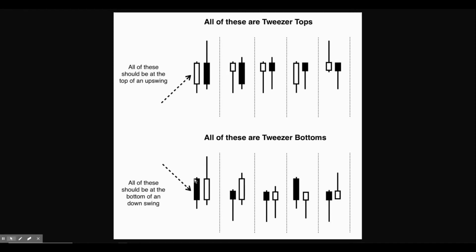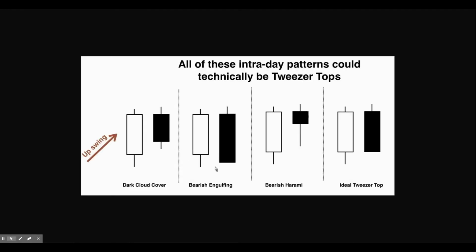So what makes a good tweezers, though? Because some of these are better than others. So there's different types of tweezers. There's the dark cloud cover, there's bearish engulfing, bearish harami, and then the ideal tweezer that I always look for is the huge full-bodied reversals, because what you're looking for then is movement up, and then basically we're coming right back down. So you're getting a peak.